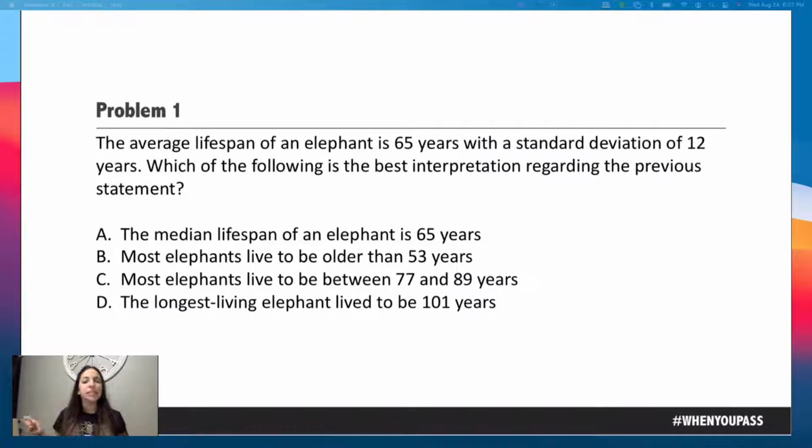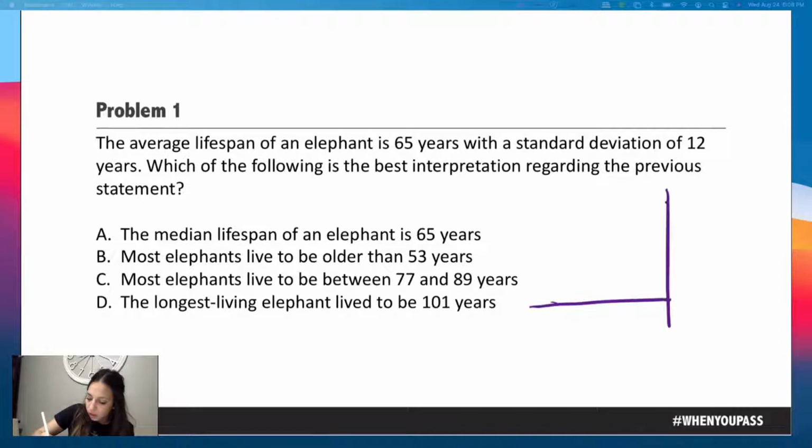So when you see a standard deviation question like this, they're not asking you to actually find the standard deviation. In fact, on most exams, they're not going to ask you to actually calculate the standard deviation. They want you to be able to interpret what standard deviation means. So that said, if we were to look at a graph, standard deviation just describes how data is typically distributed across a graph.